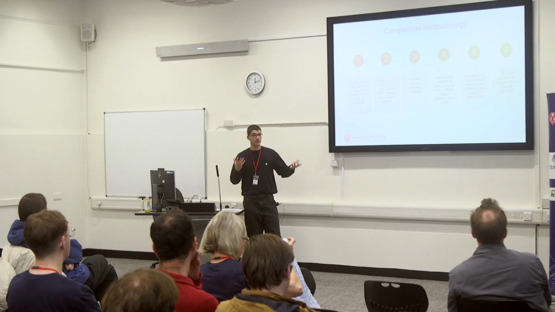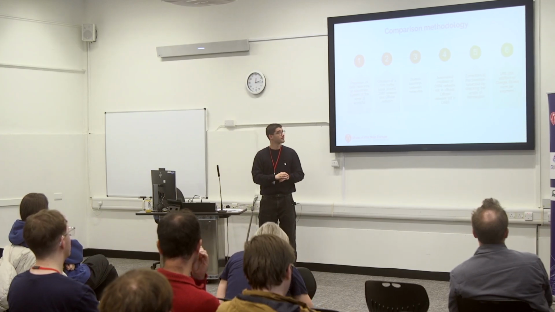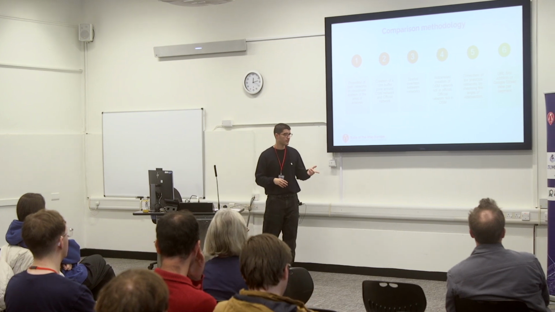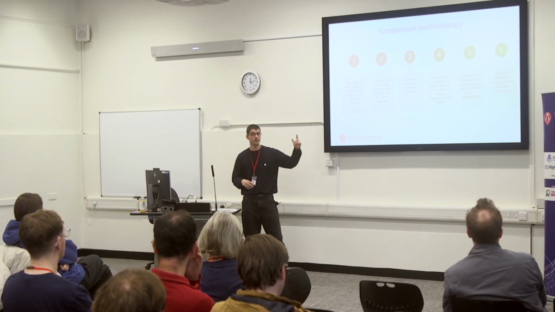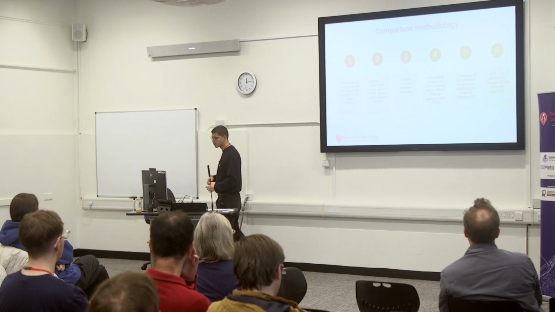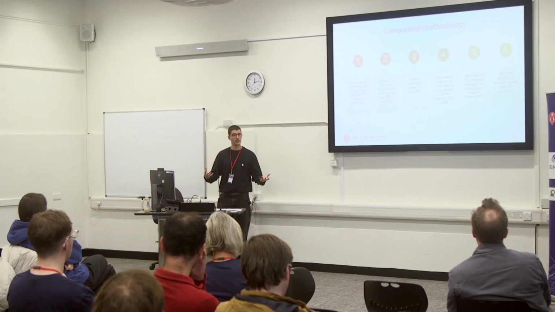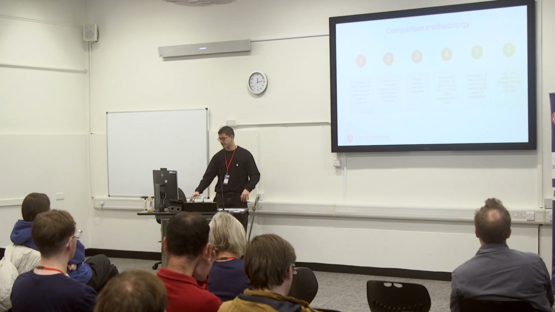And this is an automated creation through coding after creating all these overlays. But we don't stop there. We also do a correction of these previous networks regarding the angle of intersection. I will describe these two parts a bit more in the next slides. And then we have also added a link to Google Street View in order to do some visual checks, in order to have a better understanding of these datasets.